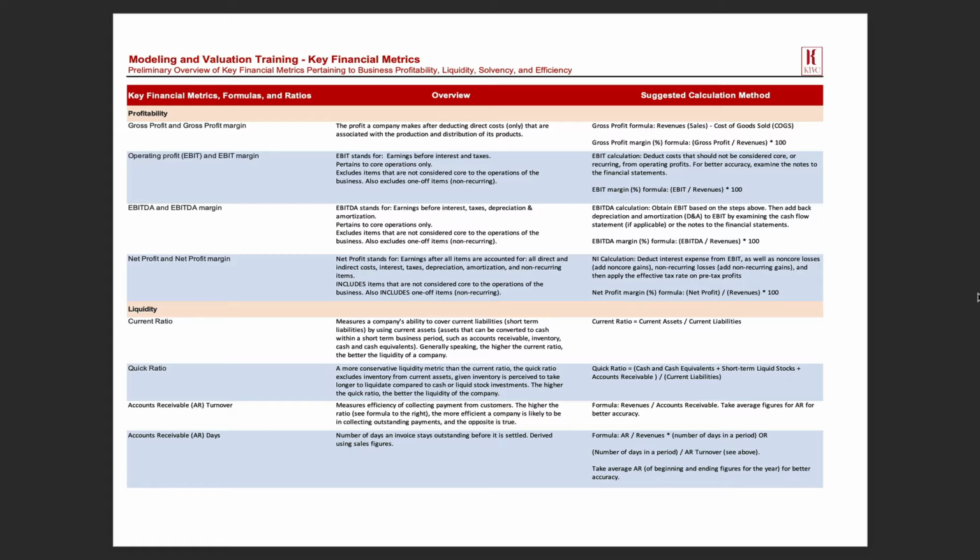Next, we move to liquidity. In order to properly determine whether a business is considered liquid or not, there are key ratios or formulas that need to be reviewed. The first and most basic ratio is the current ratio. So what is the current ratio? The current ratio is a way to measure a company's ability to cover its short-term liabilities. How? By using its short-term assets or its current assets.